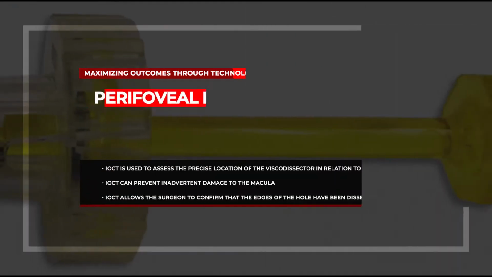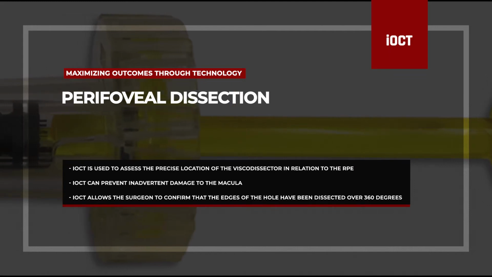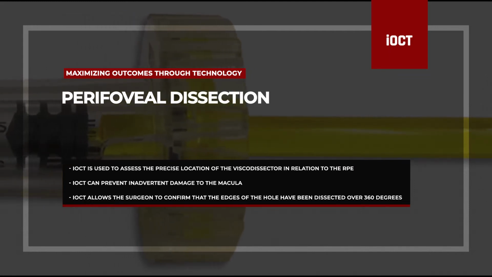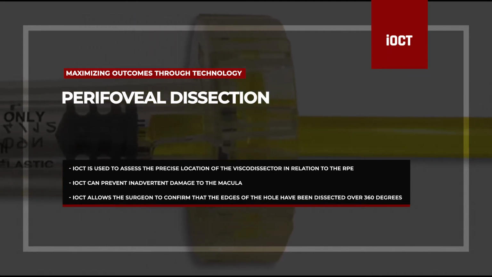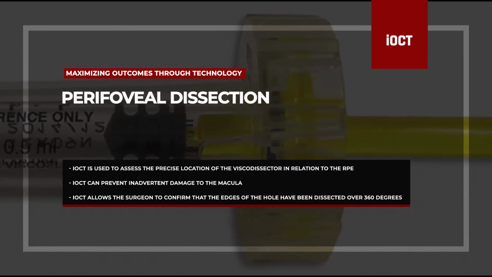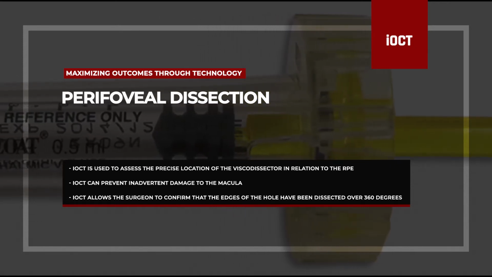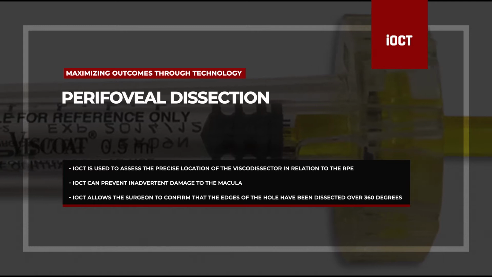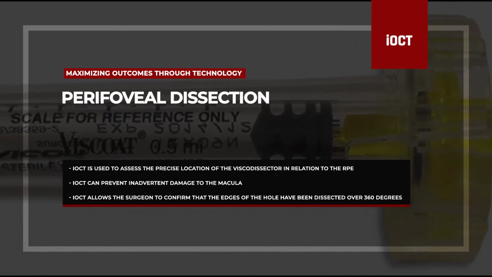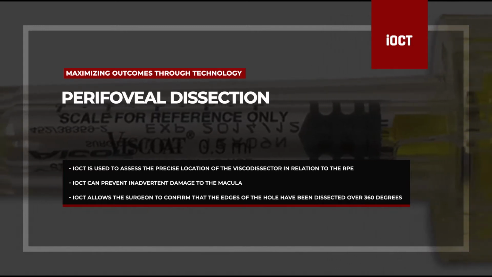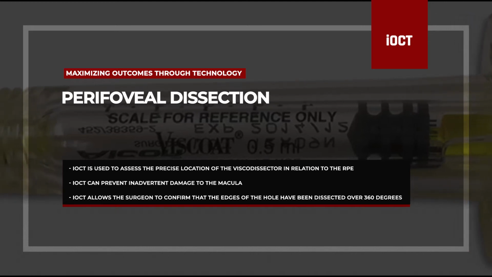The next step of the surgery will be perifoveal dissection. IOCT is used to assess the precise location of the viscodissector in relation to the RPE. This will prevent inadvertent damage to the macula. IOCT allows the surgeon to confirm that the edges of the hole have been dissected over 360 degrees.